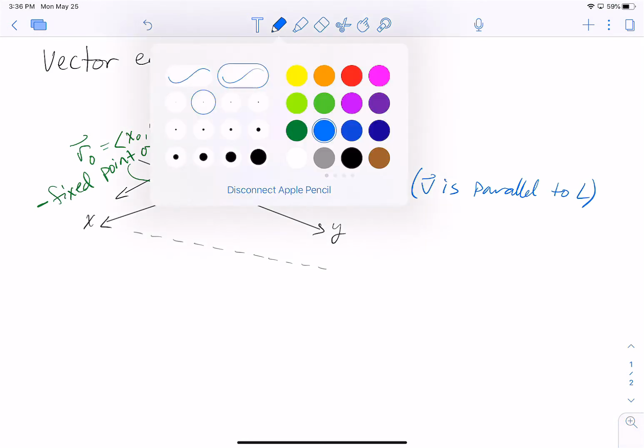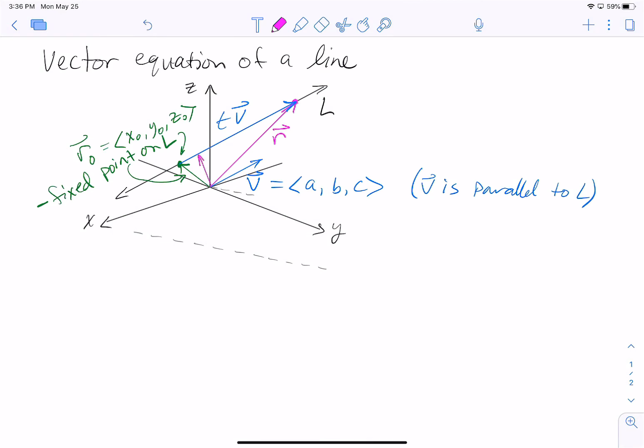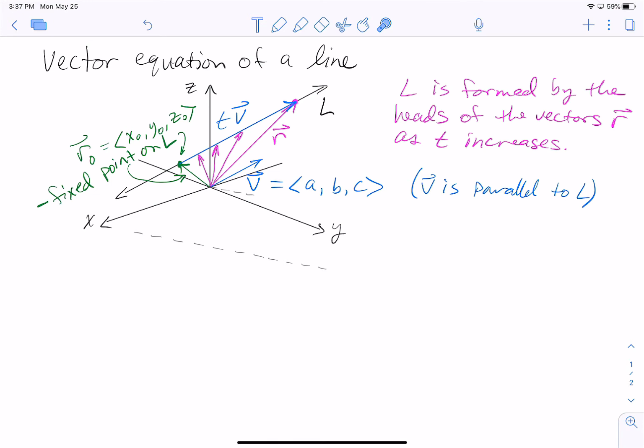Now here's the way this works. Depending on the value of T, I end up with the head of TV kind of tracing a path from the head of R naught, and as T increases, I have tips of vectors that end up lining up along the line L. In other words, L is formed by the tips of the vectors that are traced out as T increases. And I used the word tip, I should have used the word head. So L is formed by the heads of the vectors R as T increases.